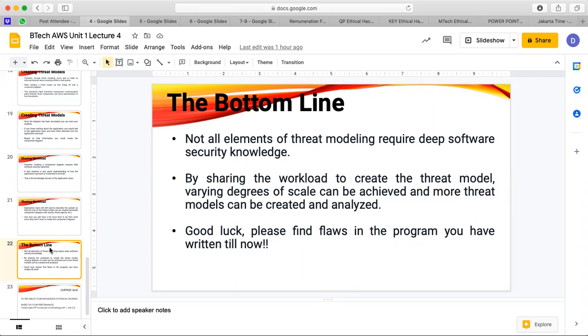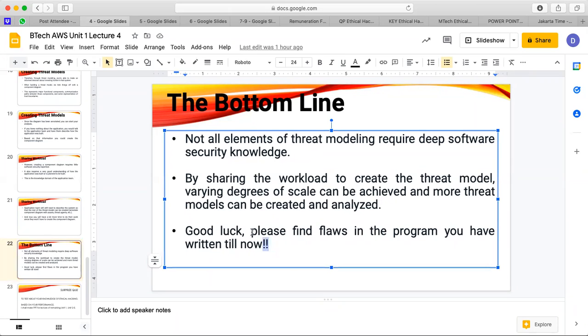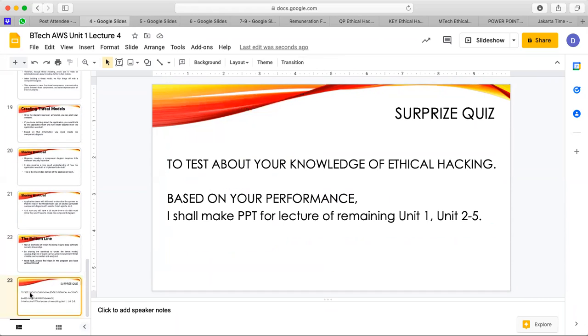Good luck. Please find flaws in the programs you have written till now. So this is a running assignment. You are in sixth semester, so you must have created so many programs. So please try to find flaws in the programs you have written till now. If someone submits this assignment, I will appreciate them. This is not compulsory, but the next surprise quiz is compulsory.